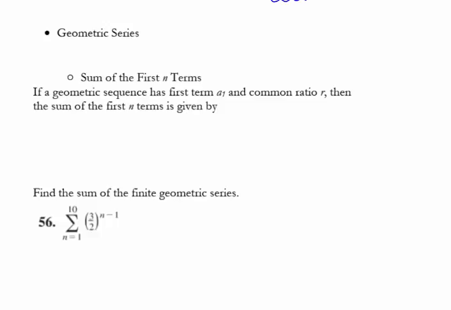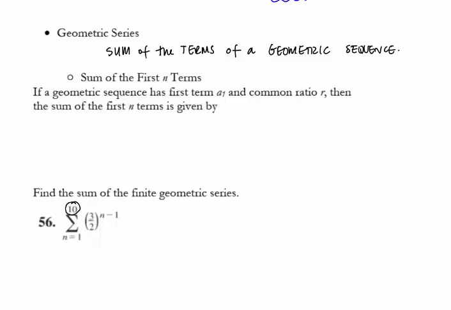A geometric series is just a fancy way to talk about the sum of the terms of a geometric sequence. We could generate a bunch of these terms and add them up by hand, but it can get quite long, especially when you're talking about doing it for 10 or more. Then it gets pretty tedious. So thankfully we have a formula for the sum of the first n terms, finite n terms.